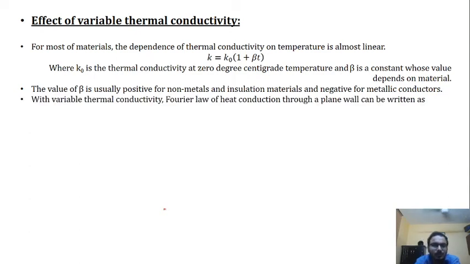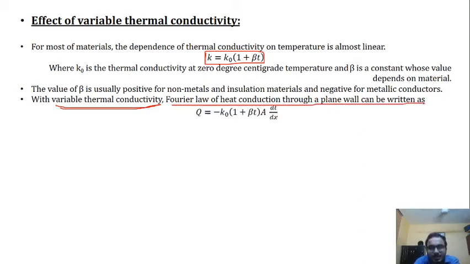So now, with variable thermal conductivity, that is based on this equation, Fourier's law for heat conduction through a plane wall can be rewritten as this. If you recall, our standard Fourier's equation was Q is equal to minus K A dT by dx. So here, instead of K, we have written K0 into (1 plus beta T).